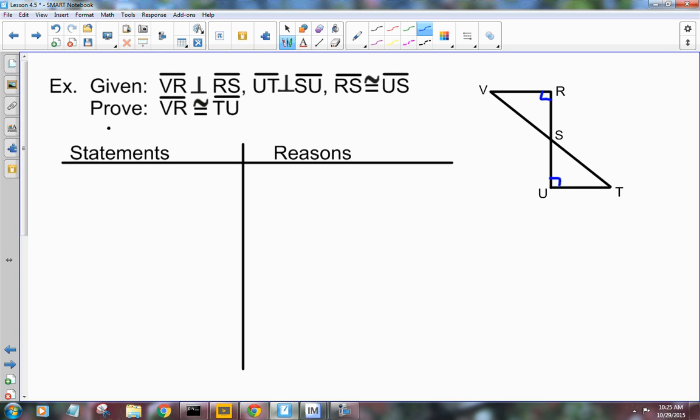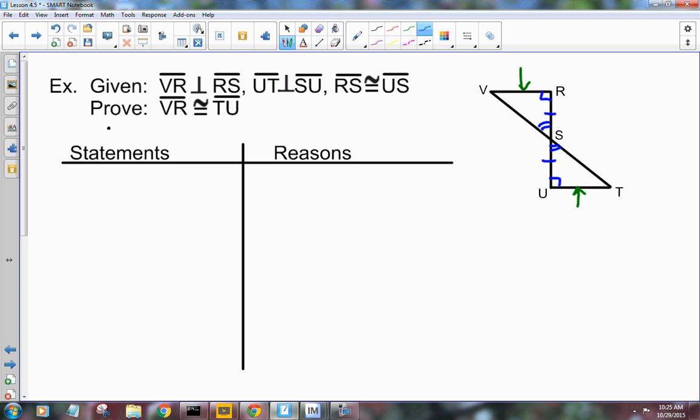And what did we learn about right angles? They're congruent. There's that theorem that says all right angles are congruent. So there's a congruent pair of angles. We're also told that RS is congruent to US. That's given to me. And we're trying to prove that this side here is congruent to that side. What's going to have to happen? Yes. Okay, I'm going to have some vertical angles here that are congruent.